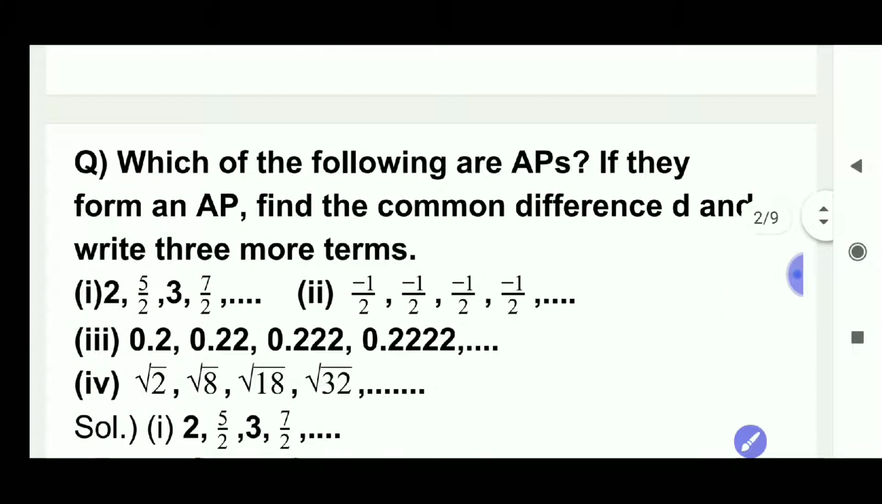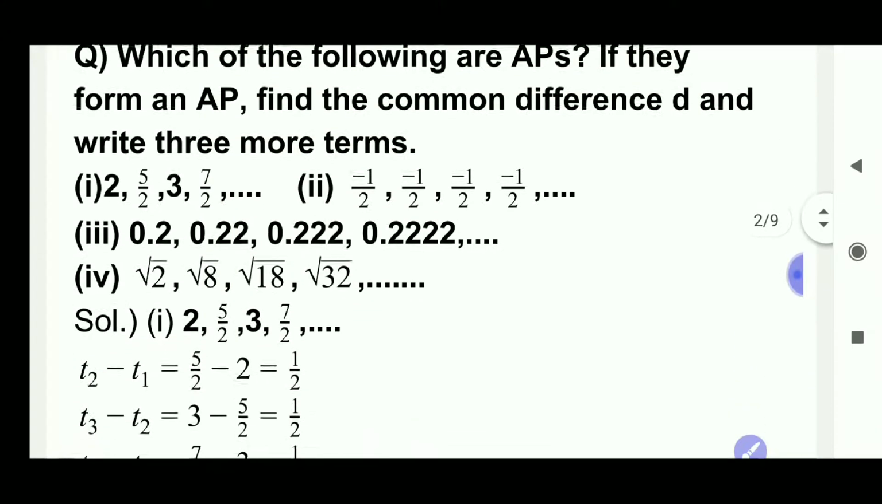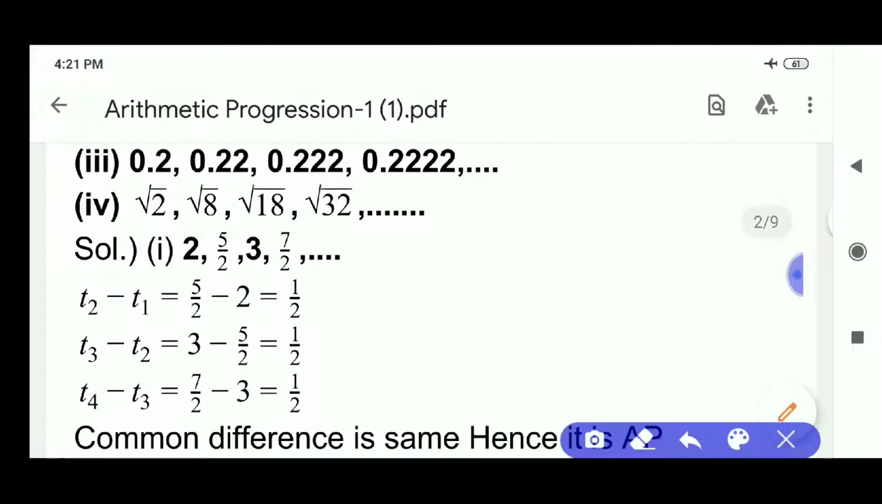The question is, which of the following are arithmetic progressions? If they form an arithmetic progression, find the common difference D and write 3 more terms. The first question is 2, 5 by 2, 3, 7 by 2, and so on. First we have to examine whether the given progression is arithmetic progression or not. For it, term 2 minus term 1, that is 5 by 2 minus 2, is half.